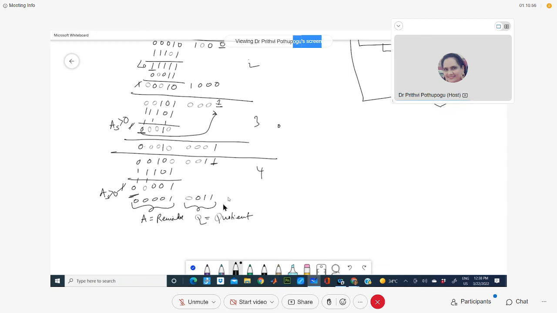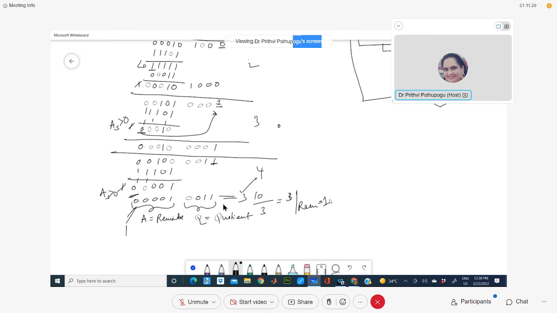So decode this back. This is 3, this is 1. So 10 divided by 3: 3 threes are 9, quotient is 3, remainder is 1. Correct?